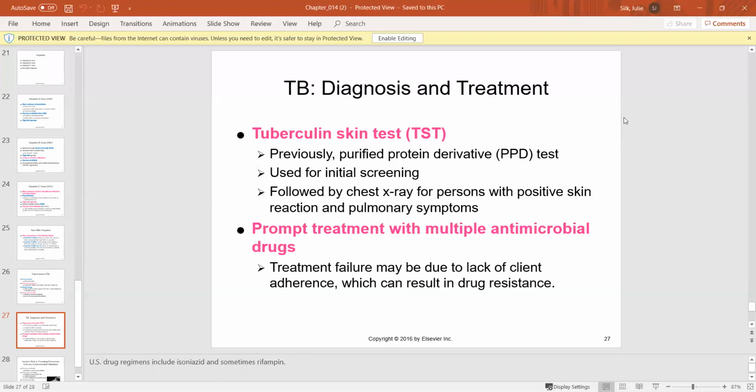So the best way to tell if someone has TB or not is to get a sputum culture. The sputum culture would actually test and tell you if they had it or not, for sure. But anyway, prompt treatment with multiple antimicrobial drugs is very important. Treatment failure may be due to lack of client adherence, which can result in drug resistance.